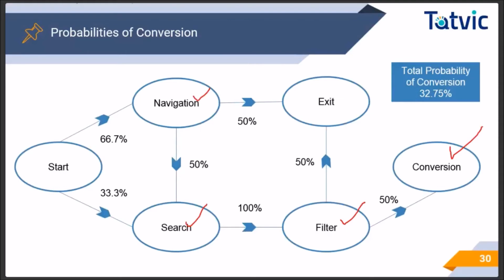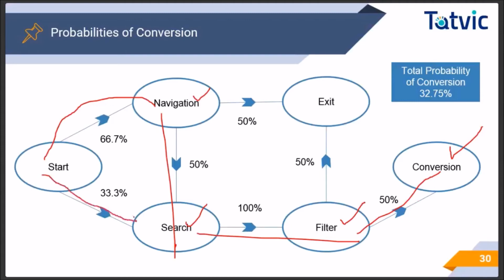Say, to reach conversion, I think we can have two paths, right? From start to navigation, from navigation to search, from search to filter, and filter to conversion. If I just multiply all the probabilities, say 67% into 50% into 100% into 50%, that is one way of reaching conversion. What's the other way? Can you guess it? I think you can.